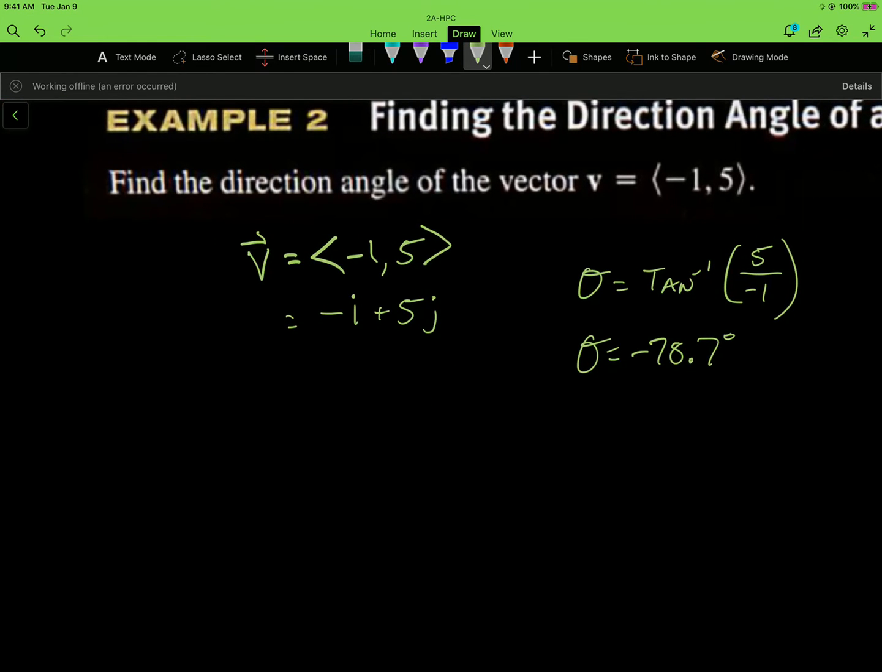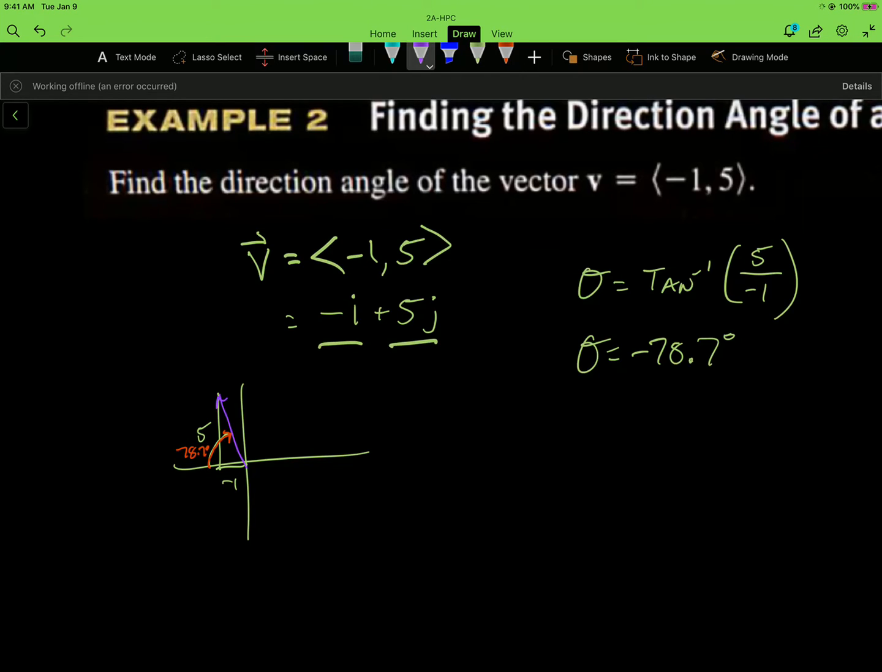We can use the components to figure out what quadrant the vector is actually in. So negative 1, 5 means I go over 1 in the i direction, negative 1, and then up 5. If I draw it somewhat to scale, there's our vector v. Negative 1, up 5, so it's in quadrant 2. So our reference angle is 78.7 degrees.